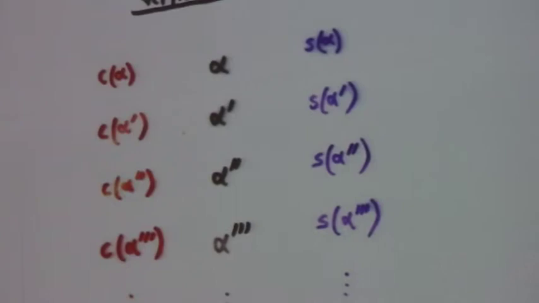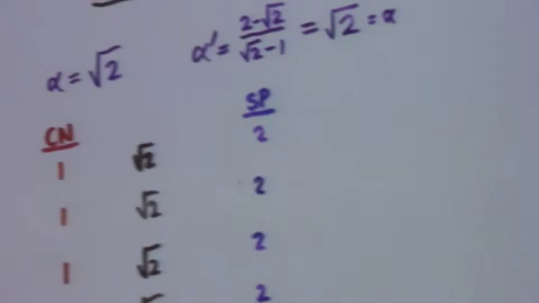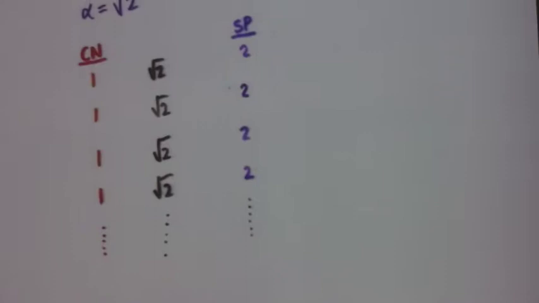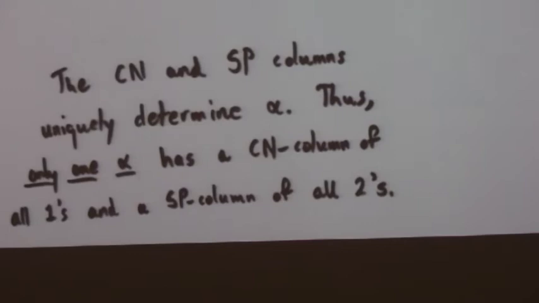Being an empirical math person, I decided, well, I just need some examples. It's sort of trivial: when it's the square root of 2, the derivative of the eta sequence also belongs to the square root of 2, which just immediately gives itself back. And so the caon sequence vertically is all 1s, and the sep sequence is all 2s.